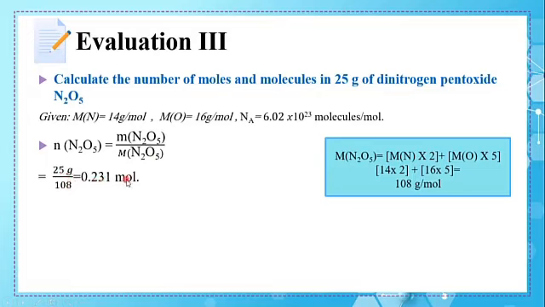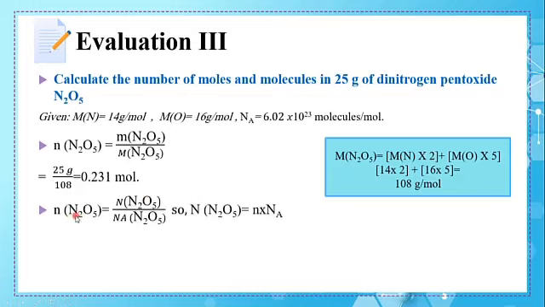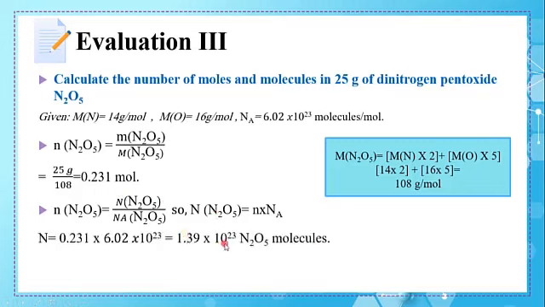The second part of the question is to calculate the number of molecules present in 25 grams of N2O5. In order to find the number of molecules, we use the relation number of moles of N2O5 equal to the number of N2O5 molecules over Avogadro's constant. Now we can say number of N2O5 molecules equal to number of moles multiplied by Avogadro's constant. The number of moles is already calculated. Avogadro's constant is given. The answer is 1.39 times 10 to the power 23 N2O5 molecules.